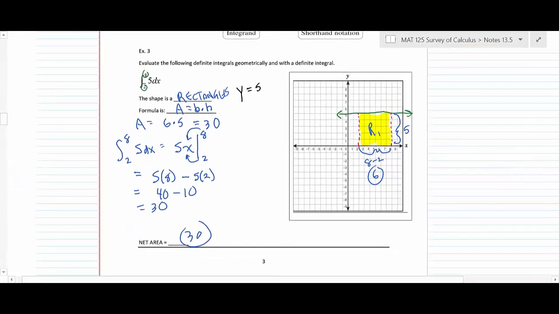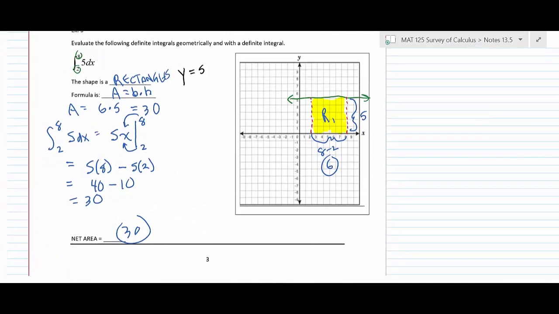Now, I want to help you understand what's going on here. When you look at this 40, when you're actually doing an integral like this, you're really going from 0 to 8. If we did the area from 0 to 8, wouldn't that be 40? Think about that. The base there would be 8, the height is 5. So that whole area from here to here is 40.